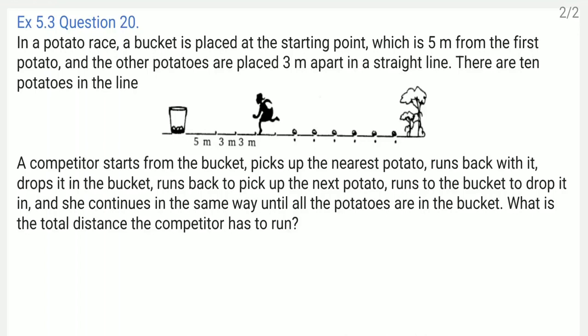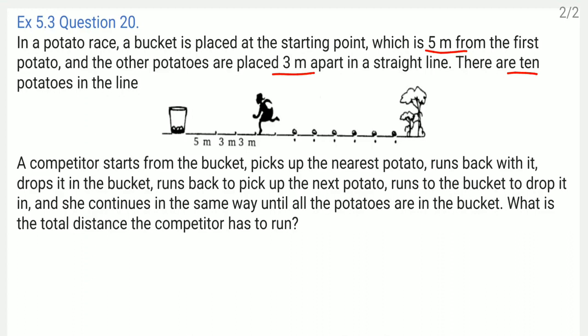Question number 20. In a potato race, a bucket is placed at the starting point, which is 5 meter from the first potato, and the other potatoes are placed 3 meter apart in a straight line. There are 10 potatoes in the line.